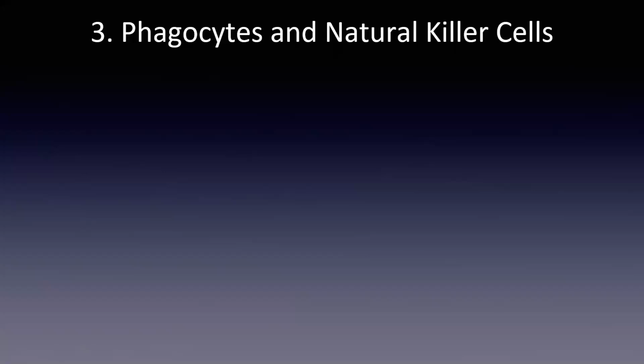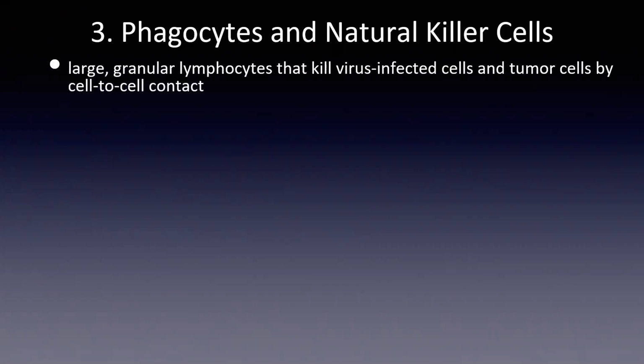Phagocytosis is known as cell eating. That's right, cell eating. So yeah, there are large granular lymphocytes that kill cells that are infected by viruses, as well as tumor cells, by cell-to-cell contact. I always like to think of it as, instead of cell-to-cell contact, it sounds like hand-to-hand combat, which is kind of like what they do.